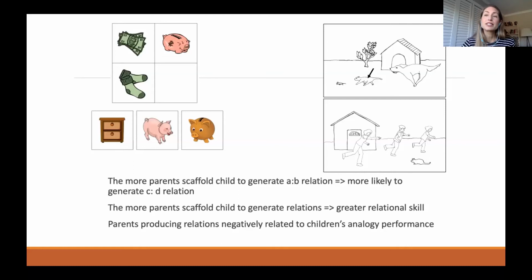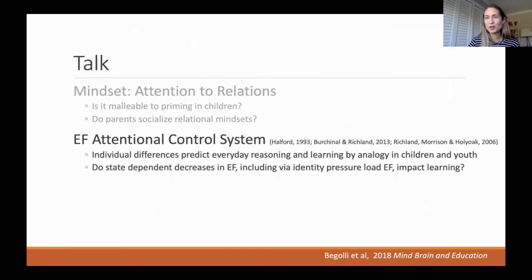So this suggests that parents are playing a role here, right? We're really seeing parents having an explicit, reliable attitude towards relations, preferentially prioritizing relational attention versus object attention. And they seem to be doing work that aligns with what we see in this developmental trajectory.